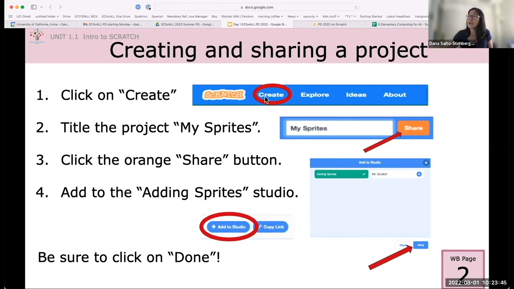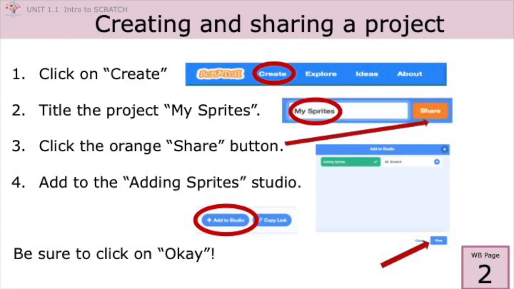So they need to click on Scratch, and then you tell them what to label their project. Then they click on the orange one, and that makes it available for everyone. And then they add it to the studio that we'll create together, and they can click on OK. We will walk you through this together when you create your projects. All right, because I'm going to show you a video.